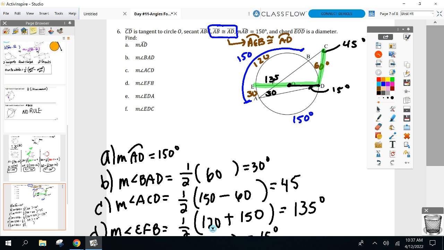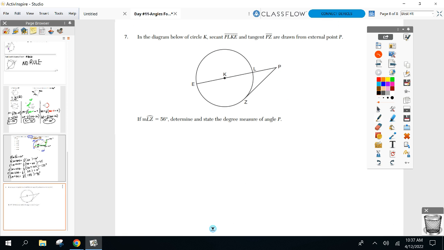Any questions? All right, you've got one on your own right now. See if we can handle this one. I believe this was an old Regents question.